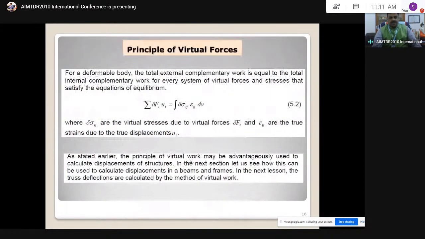Now here, for the virtual force, the total complementary work done. Earlier it was work done, now it is complementary work because this is the real displacement and this is a virtual force. That work, called complementary work, is equal to the total internal complementary work of the system, virtual force and stresses: virtual force and delta virtual stress multiplied with the real displacement, real strain. Strain is nothing but displacement expressed per unit length.